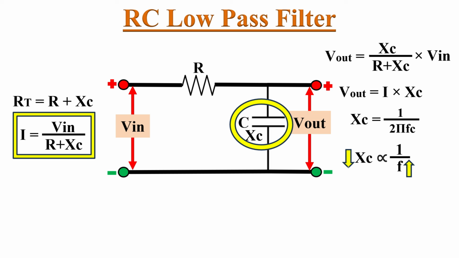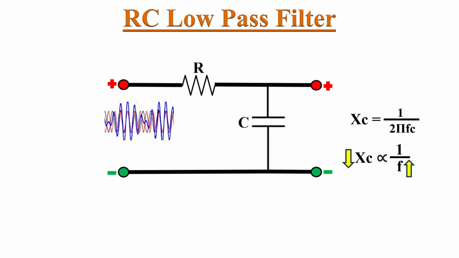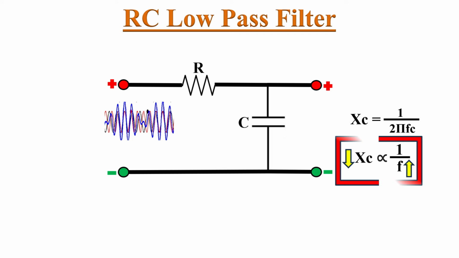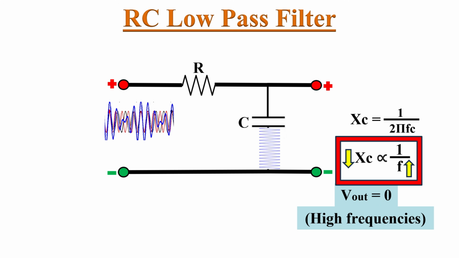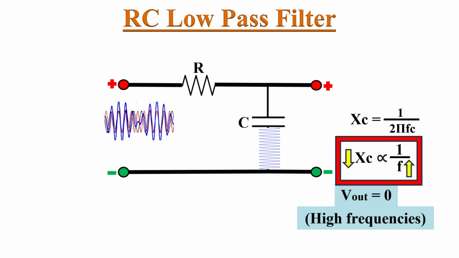So as the frequency of the input signal increases, the reactance of this capacitor decreases and vice versa. So if we apply an input signal here, because of low capacitive reactance for the higher frequency signals, all the high frequency components will bypass through this capacitor to the ground. Hence Vout is 0 for high frequency signals. While because of the higher capacitive reactance for the low frequency signals, the low frequency components of the input signal cannot pass through this capacitor.